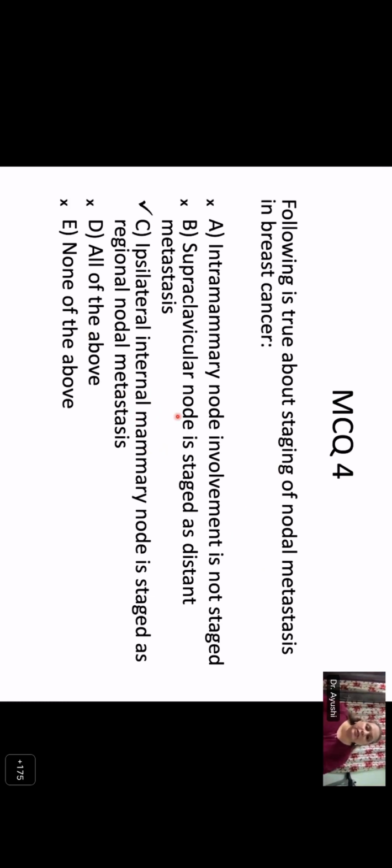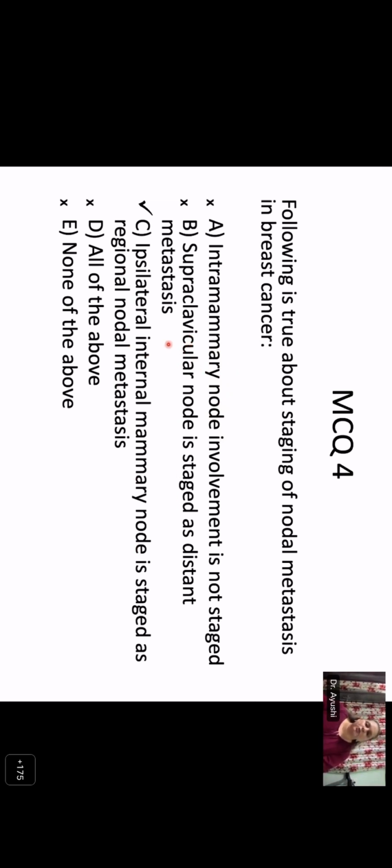So the answer is actually that the only thing true in these three statements is that ipsilateral internal mammary node is staged as regional nodal metastasis. Intramammary node involvement is also staged as N1. It is considered part of the regional axillary nodes. Supraclavicular node is not staged as distant metastasis. It is a regional node.